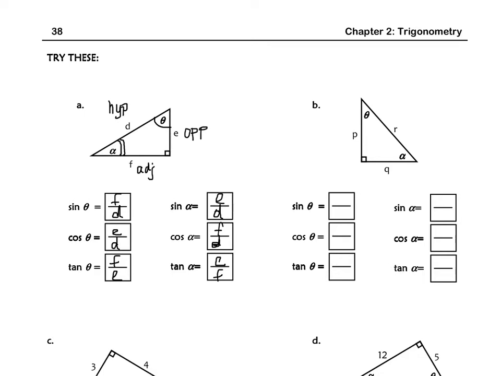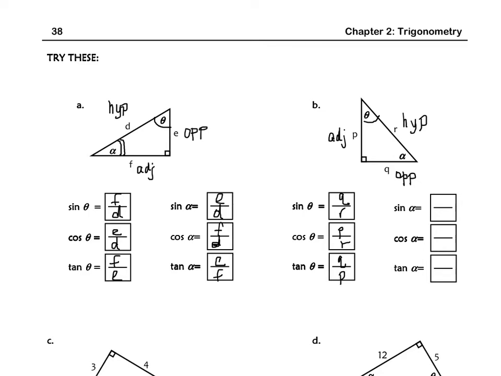In example B, coming from angle theta, this would be the hypotenuse, the side across from the 90. This one would be the opposite of theta, and this would be the adjacent of theta. So sine of theta would be opposite, which is Q, over the hypotenuse R. Cos would be adjacent, which is P, over the hypotenuse R. And tan would be opposite, Q, over the adjacent, P.